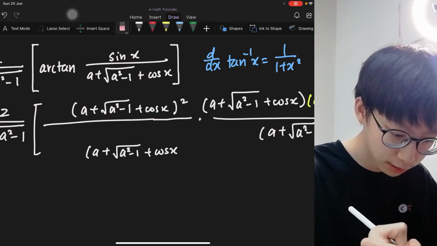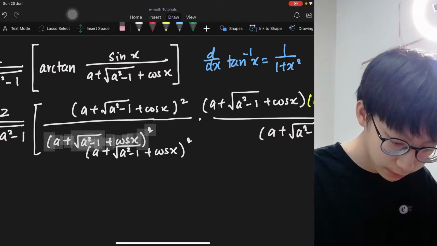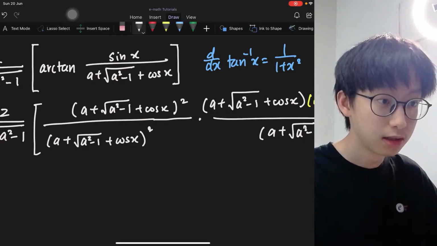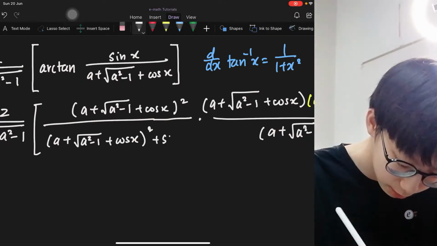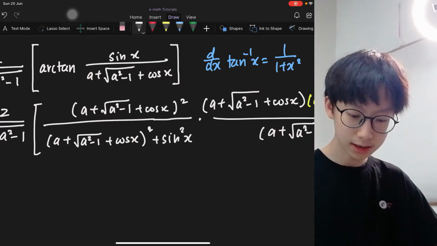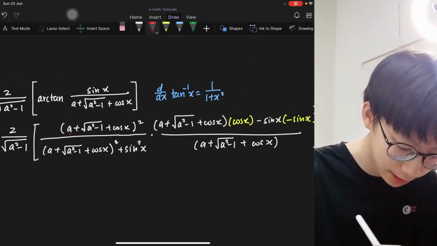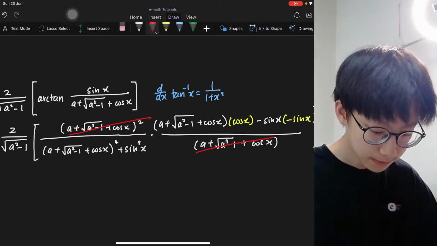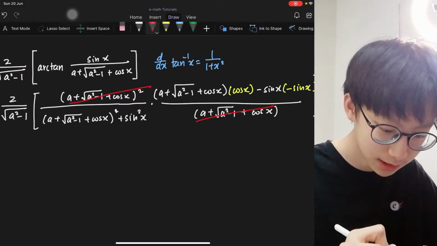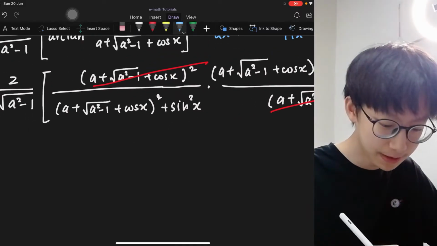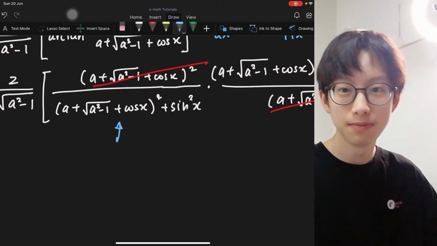Plus sine squared x. And now, the reason why I want to do this is because I want to cancel out this and that. And now we have some trouble here, because if I want to expand this one, I want to open this bracket squared, I have 3 terms inside.